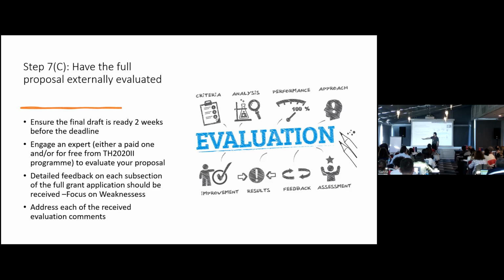Then you need to get detailed feedback on each one of the subsections, and as soon as you get the feedback, you address it. If you have the final draft ready 2 weeks before, it should take us normally 2 working days to give you feedback, and then you have something like 10 days to work as a consortium on the weaknesses that have been identified. All right.